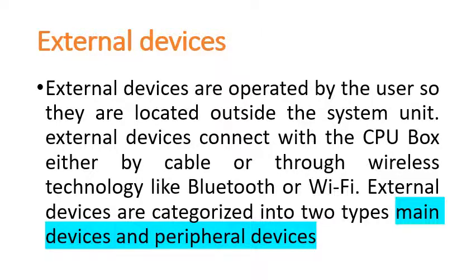Now coming to the external devices. External devices are operated by the user, so they are located outside the system unit. External devices connect with the CPU box either by cable or through wireless technology like Bluetooth or Wi-Fi. External devices are categorized into two types, main devices and peripheral devices.